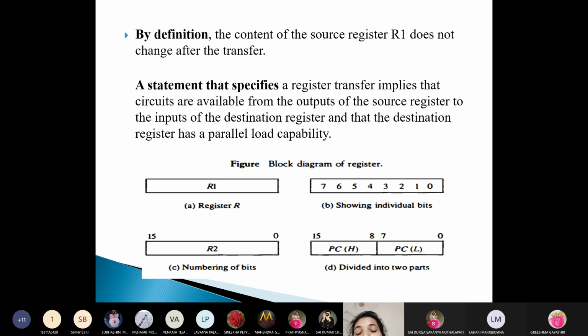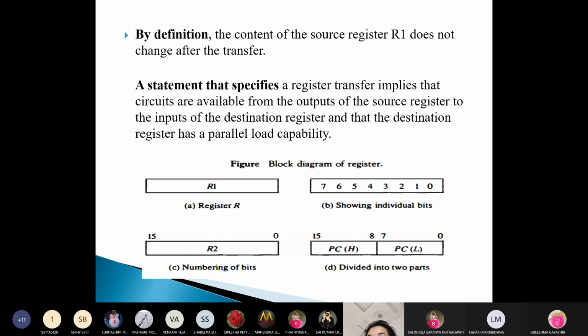In diagram B, we have bits 0 to 7, which counting from 1 is an 8-bit register. We have the individual bits. Diagram C is the numbering of bits. For every register, whatever bits we take, I provide the numbering, for example 0 to 15. So we provide sequence numbers to the value bits. In A, we represent the name of the register inside a box.